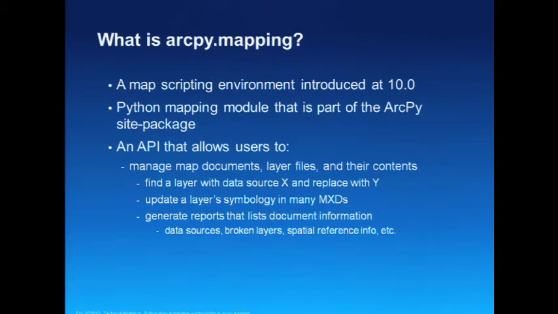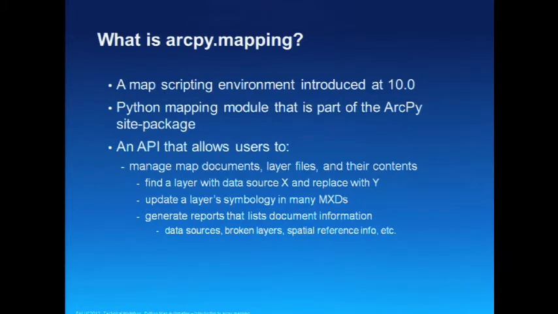Layers are objects in a map document. Layers have data sources, so I can use ArcPy mapping to automatically go in and find all the layers in my map documents on my system and replace out the C drive with the M drive. So without ever opening up my map documents and having to deal with those little red exclamation marks, I can use ArcPy mapping to manage data sources and update layer symbologies.